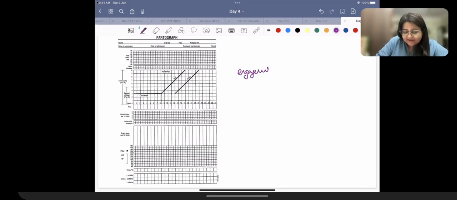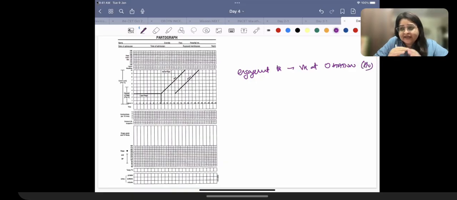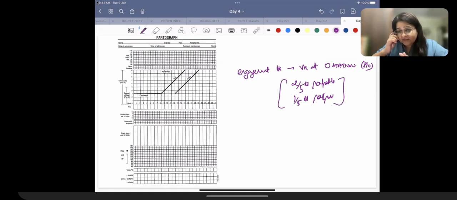On engagement, the head, when the head is engaged, that means the vertex is at 0 station on doing a PV examination. The head is at the ischial spine. When you say engagement, the vertex is at 0 station. At that point, the head is around 2/5 palpable. Okay, this is a little controversial. Some books will say 1/5 palpable. So 1/5 to 2/5 palpable is the head at engagement. And when you do a PV, it is at 0 station. Okay, this is on abdominal examination. This is on vaginal examination.